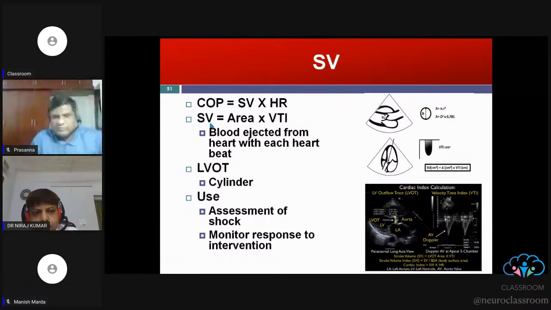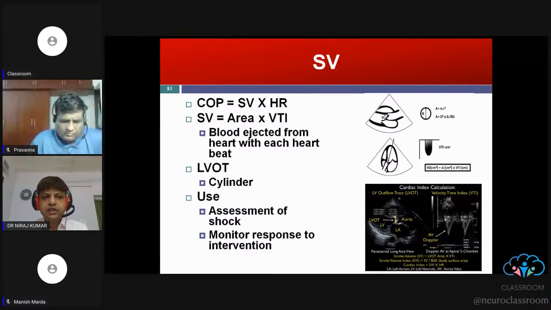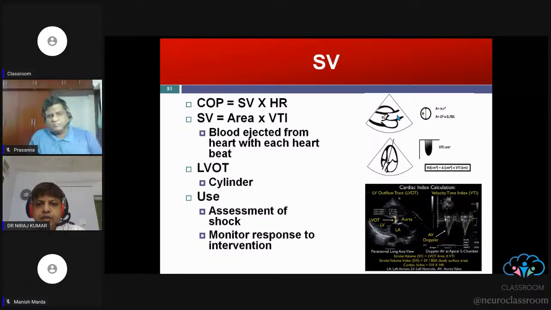So remember, what is a stroke volume? A stroke volume is the amount of volume ejected in one heartbeat. Cardiac output is the amount of blood ejected in one minute, but a stroke volume is the volume of blood ejected in one heartbeat. So a stroke volume is a volume. Imagine the concept of a cylinder, the blood ejected from the heart in one beat. Imagine you have to measure the volume of the cylinder. Naturally this is a volume.